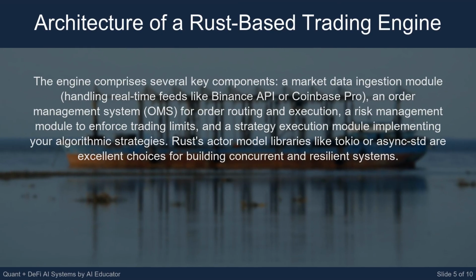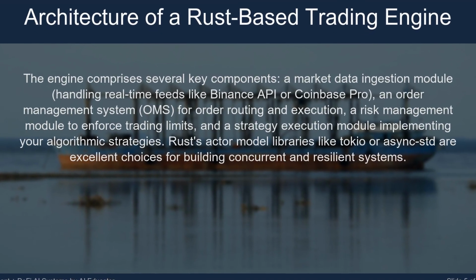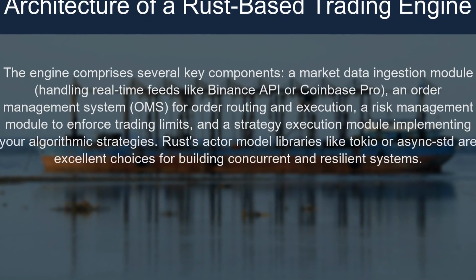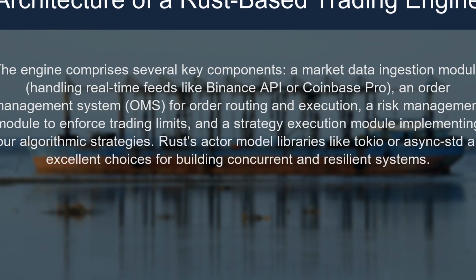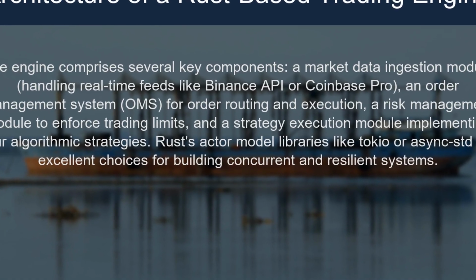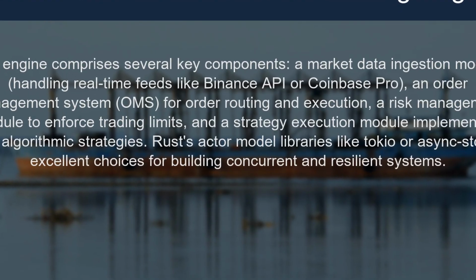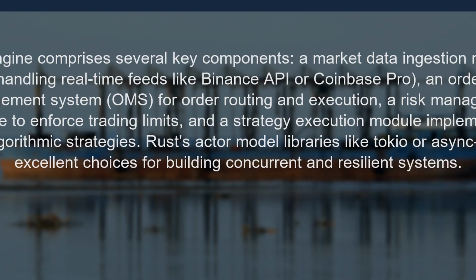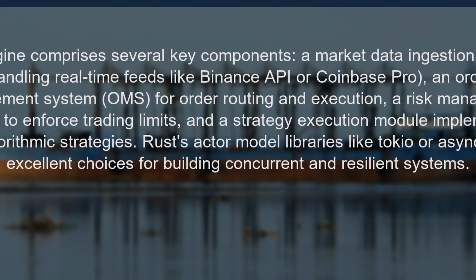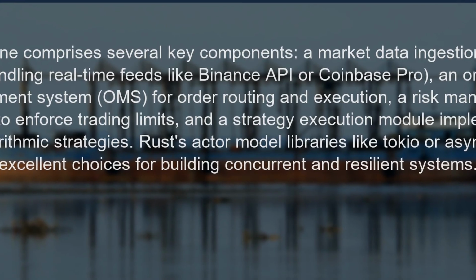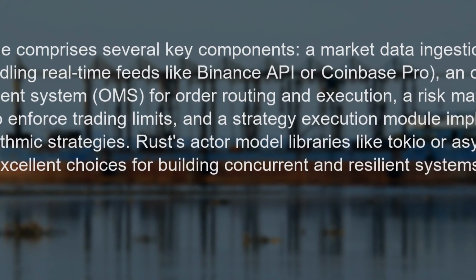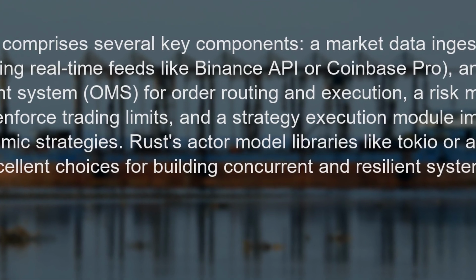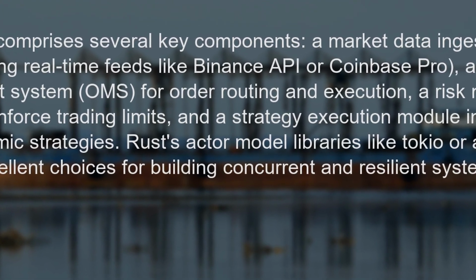The engine comprises several key components: a market data ingestion module, handling real-time feeds like Binance API or Coinbase Pro, an order management system, OMS, for order routing and execution, a risk management module to enforce trading limits, and a strategy execution module implementing your algorithmic strategies. Rust's actor model libraries like Tokio or async-std are excellent choices for building concurrent and resilient systems.